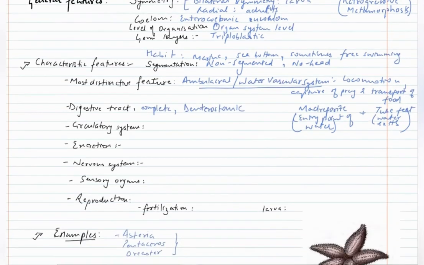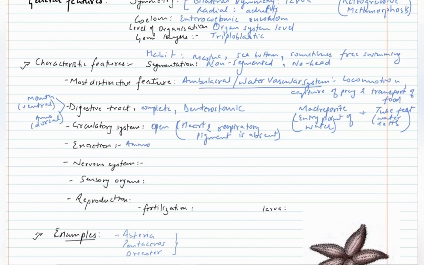The circulatory system is of open type, and heart and respiratory pigment are absent. In the digestive tract, it has two openings, mouth and anus. Mouth is generally ventral and anus is usually dorsal. Now, the excretory system: they are mostly ammonotelic, that is, they excrete out ammonia dissolved in water. This is done through gills.